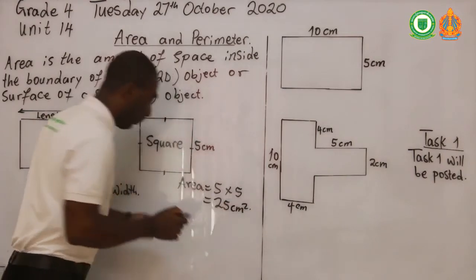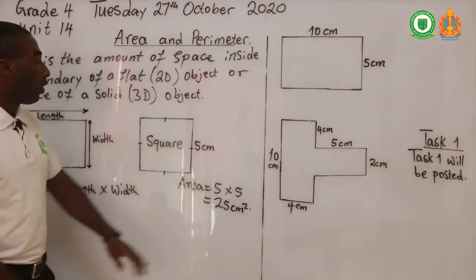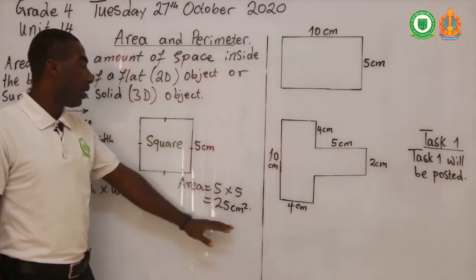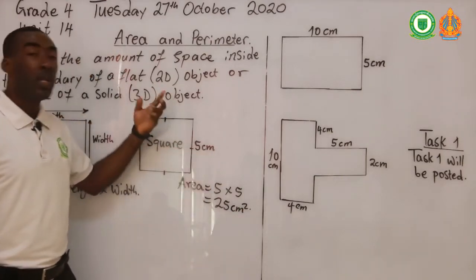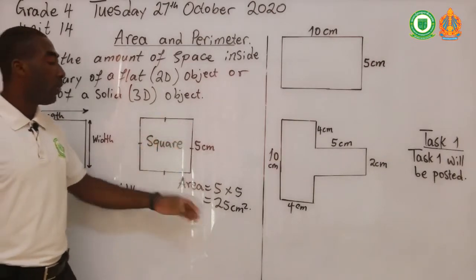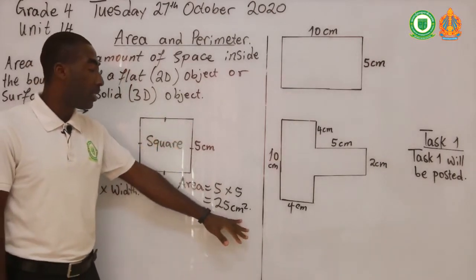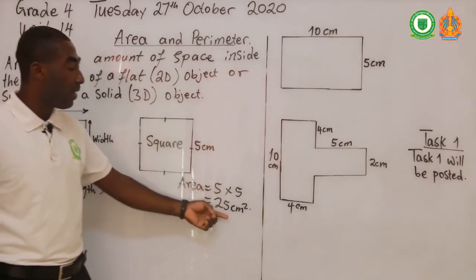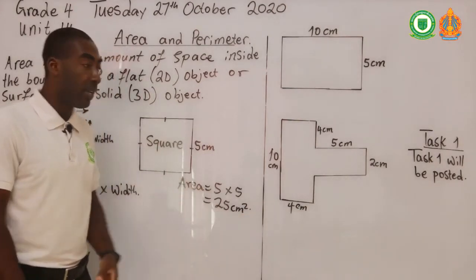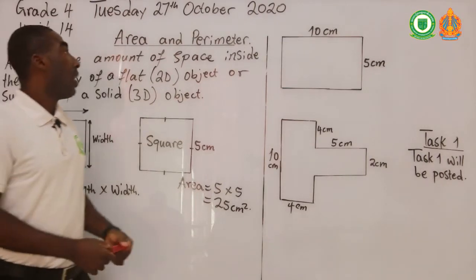centimeters square. Okay, we always put a square when we are working with area because there are two units of measurement that we are multiplying. So that means it has to bear the square sign. So it's going to be 25 centimeters square. You don't forget about that.